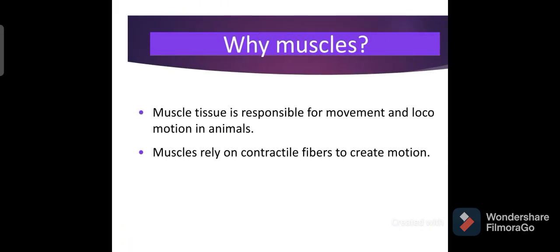Why muscle? Muscle tissue is responsible for movement and locomotion in animals. Muscles rely on contractile fibers to create motion. But in vertebrate animals and arthropods, muscles attach to a skeletal system to produce locomotion.